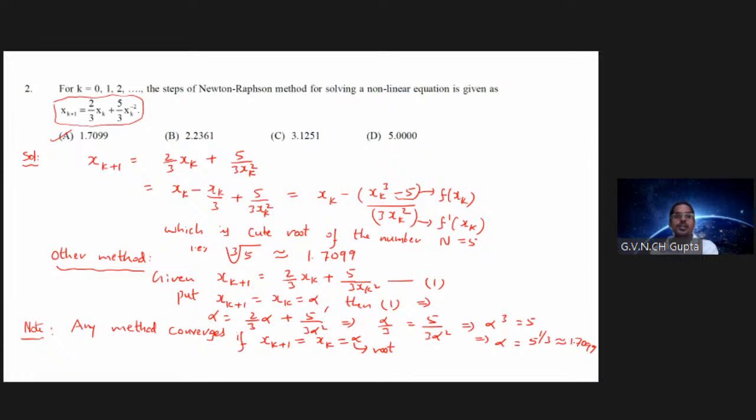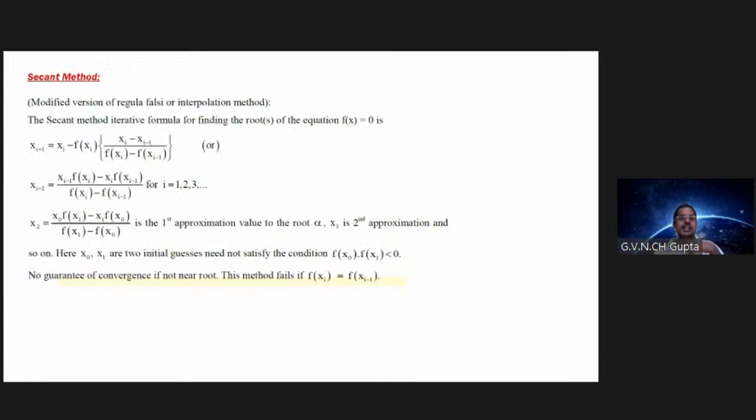Now I am going to move to the next method, the secant method. This is also called the method of chords, or a modified version of the regula falsi or interpolation method, but it doesn't require regula falsi, which takes more iterations than the secant method. So this secant method is asked directly, many more times, 2 to 3 times so far, instead of the regula falsi method.